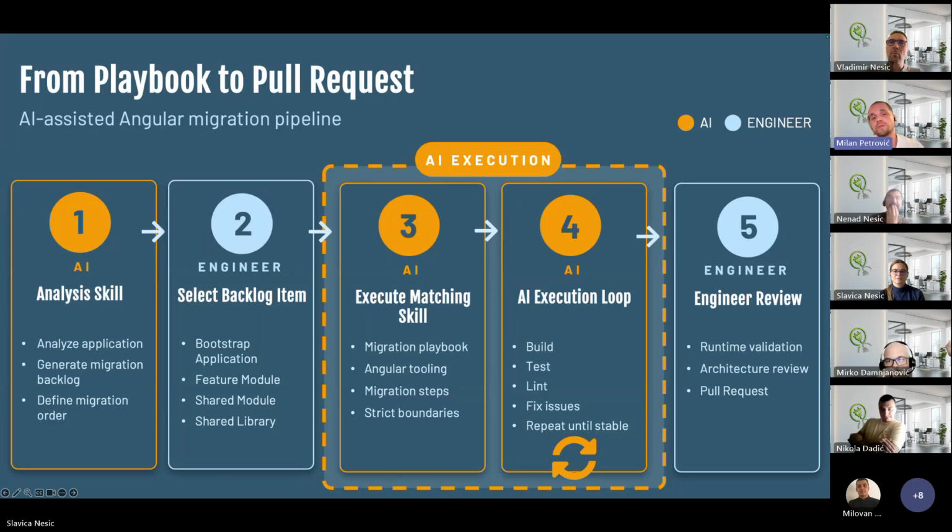In practice, the workflow was surprisingly simple. Analyze the project, generate the backlog, select the next migration task, execute the appropriate migration skill, validate, review, and repeat. The real value wasn't the workflow itself. The real value was that every migration followed the same workflow. That consistency allowed us to scale those few successful migrations to the entire portfolio, from the smallest application to the larger ones.